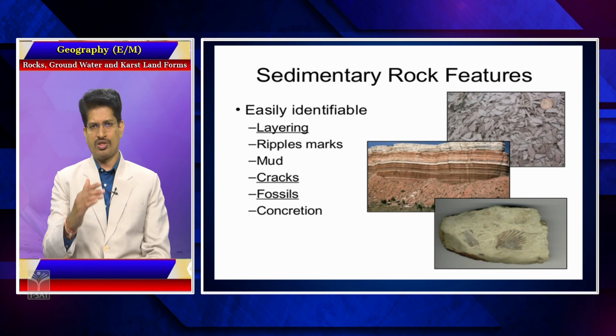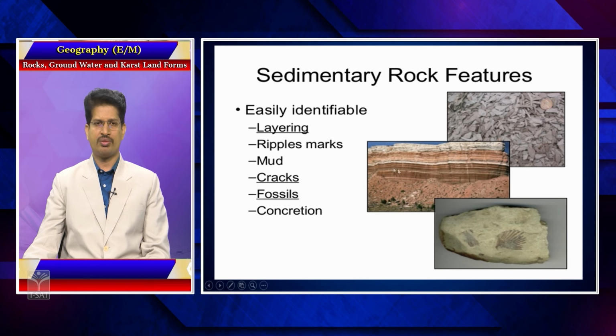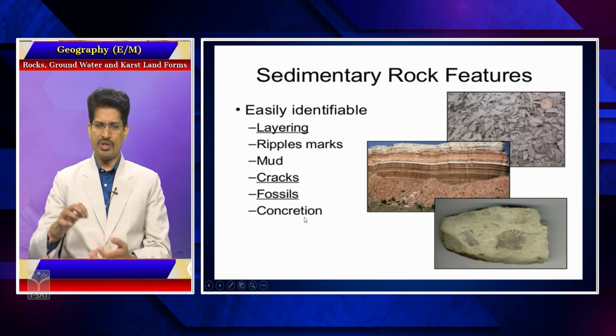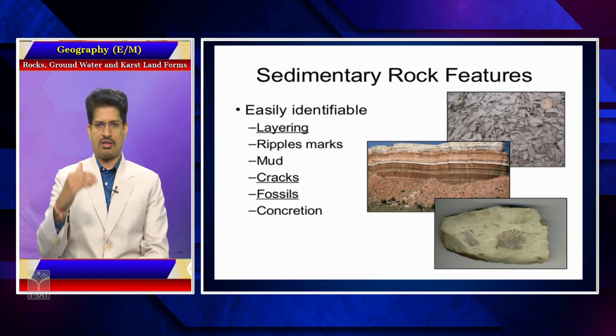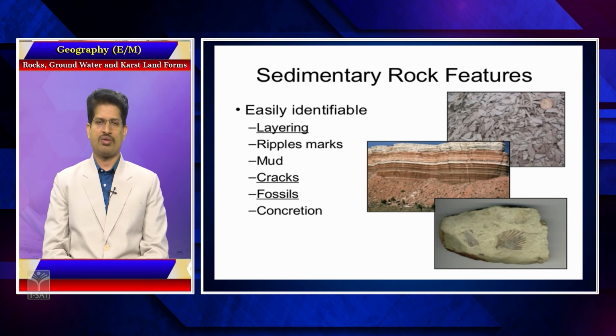So, these are the basic features of sedimentary rocks, which have different layers because they are deposited and cemented. Cracks and fossils are found, and concretion means cemented because of pressure. That is the reason why sedimentary rocks have all these characteristic features.